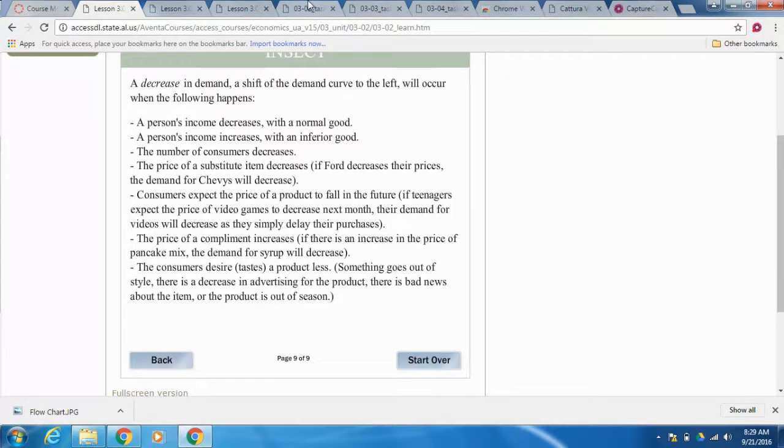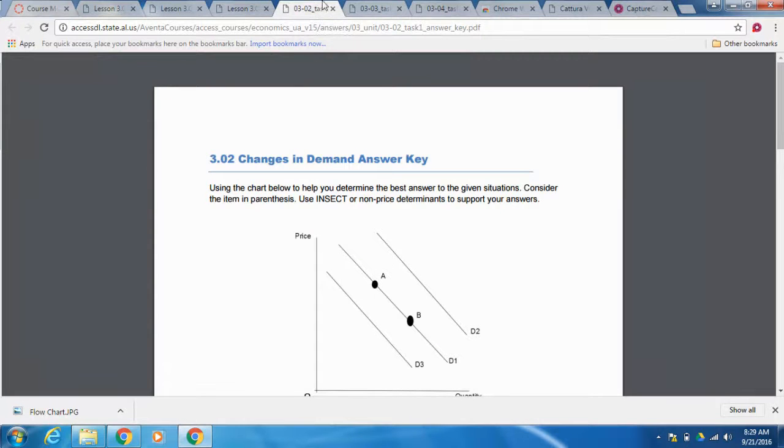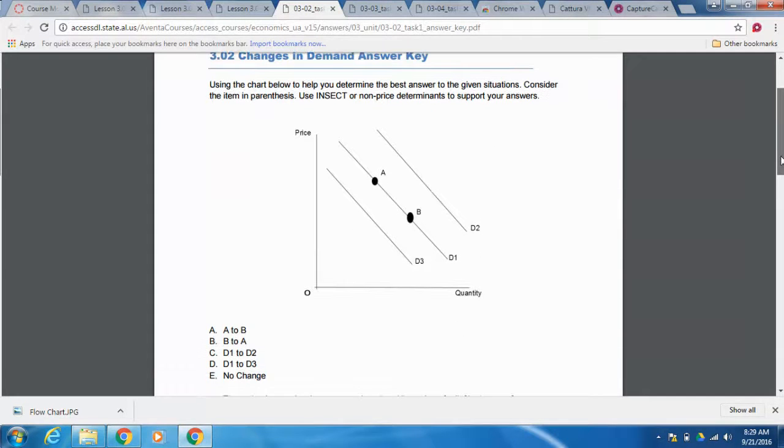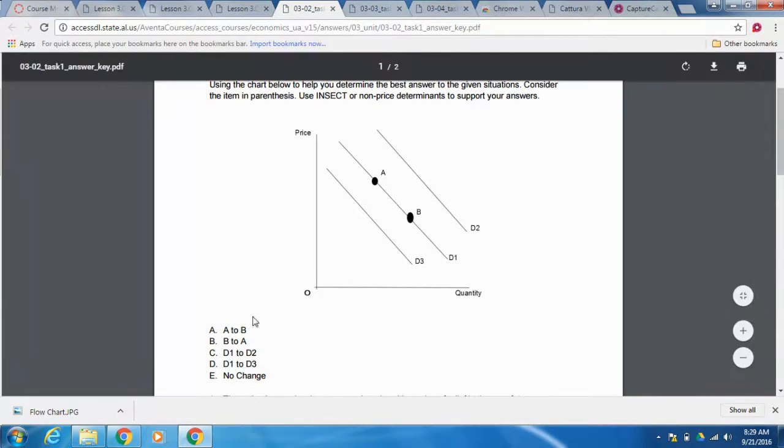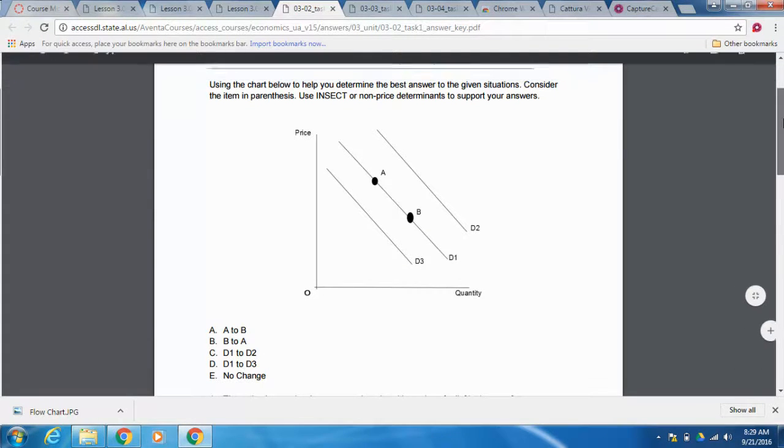So, let's look at a couple of questions from your assignment. We're not going to do all of them, we're just going to do a few of them, and we'll see how it goes. So, there's your graph, and you're choosing which letter goes with each question. Is it a decrease in price, an increase in price, increase in demand, decrease in demand, or no change? And I'm going to be honest with you, the no change questions are kind of tricky.